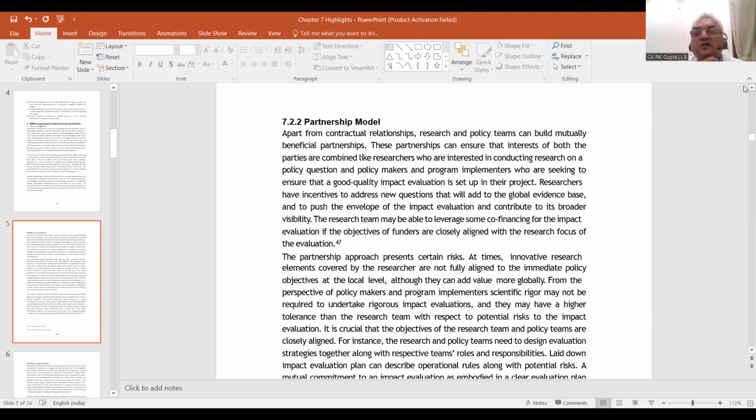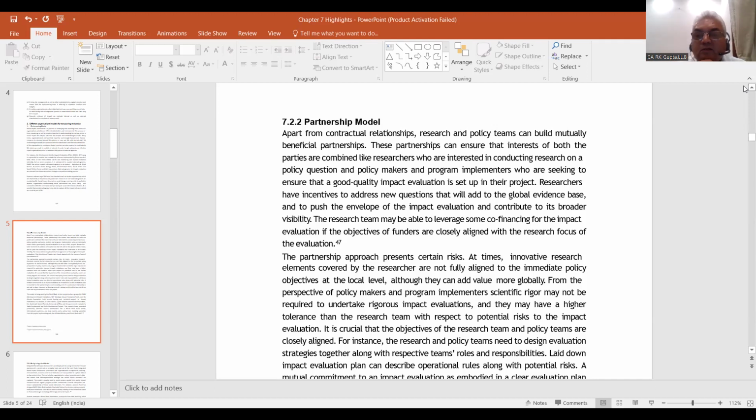The research team may be able to leverage some co-financing for the impact evaluation if the objectives of funders are closely aligned with the research focus of the evaluation. Suppose yours is a herbal garment manufacturing unit. There could be a researcher who is researching these herbal garments, and there are factories in Himachal which are growing vegetable dyes and colors, which help in the production of these herbal garments. If two such persons combine, some sort of partnership model could be developed.